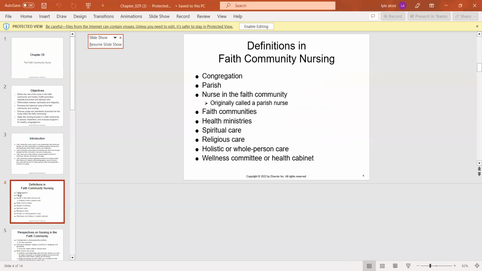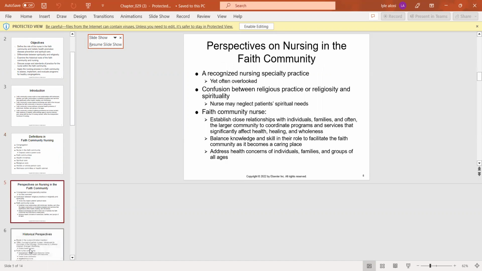We have some different definitions that we'll look at: congregation, parish, faith communities, health ministries, spiritual care, religious care, holistic or whole person care, and we have our wellness committee or health cabinet. It's a recognized nursing specialty practice, but it's often overlooked. There's confusion between religious practice or religiosity and spirituality. So please be careful to be aware of your patient's spiritual needs. Faith community nurses establish close relationships with individuals and families. We balance knowledge and skill in the role to facilitate the faith community as a caring place.